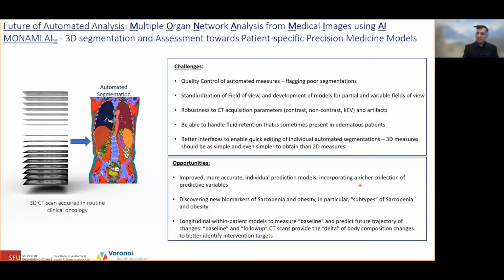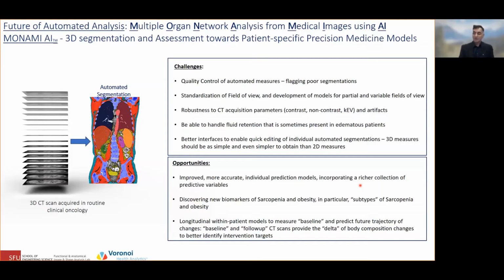And very important is we want to have better interfaces to enable quick editing of automatic segmentations that require editing, that require manual intervention. So my assertion is that 3D measurements should be as simple and even simpler to obtain than 2D measurements. If we can address these challenges, there are tremendous opportunities ahead.